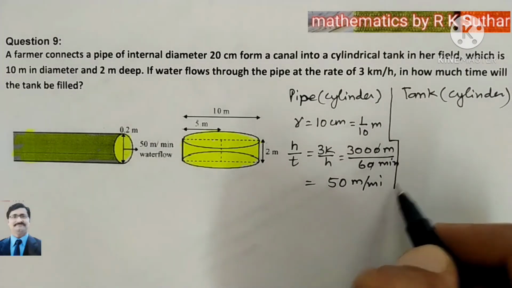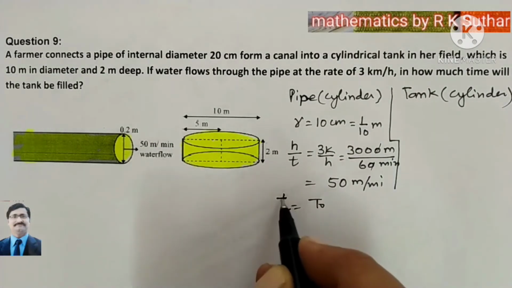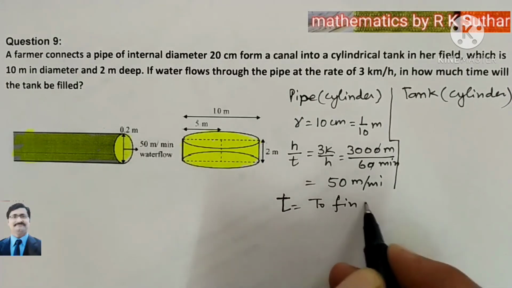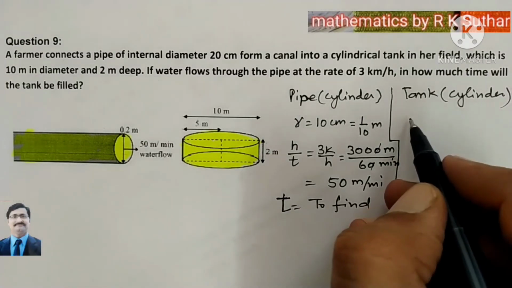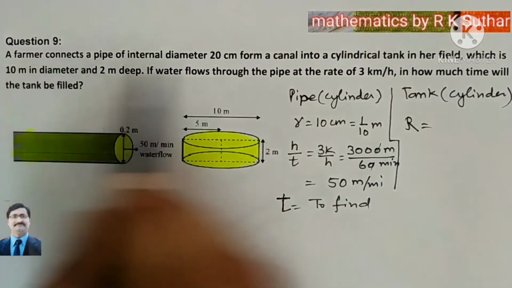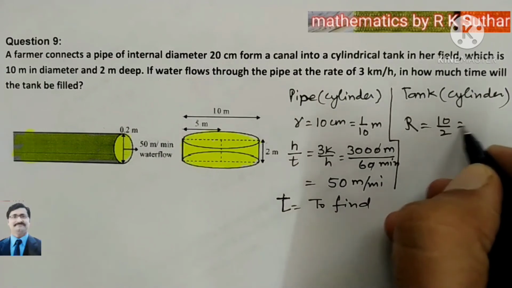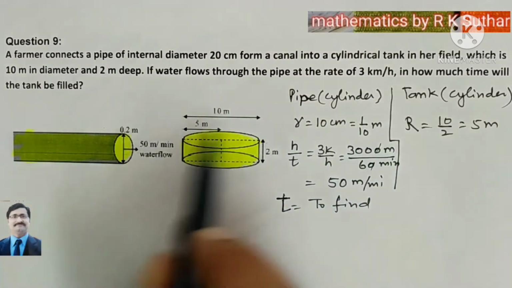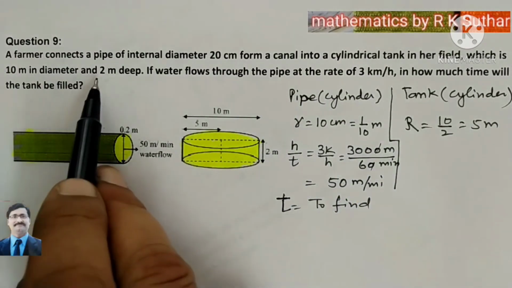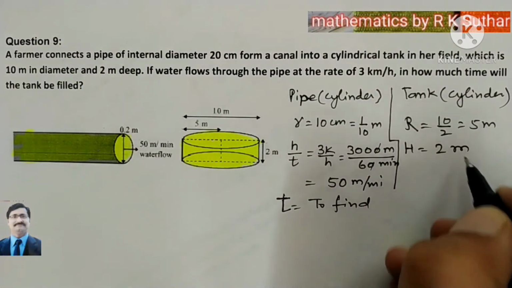Now here time is what we have to find. We can write, to find. And here this radius we write as capital R. Look here, the diameter of this tank is given as 10 meter, so the radius is 10 upon 2, which is 5 meter. Radius of this tank is 5 meter, and height is given as 2 meter. So capital H we write here 2 meter.